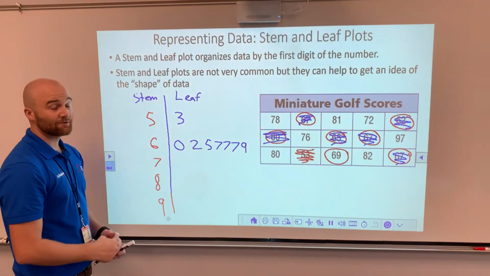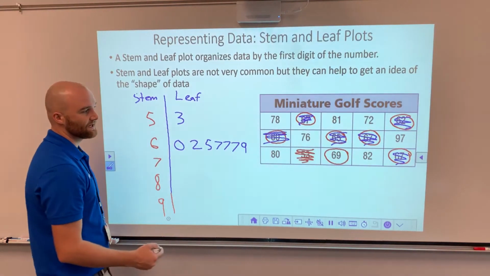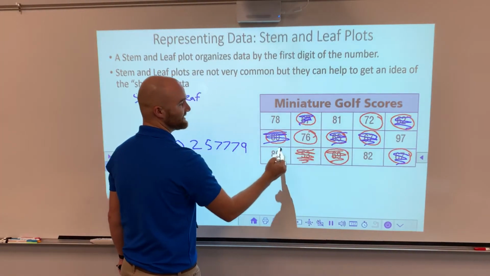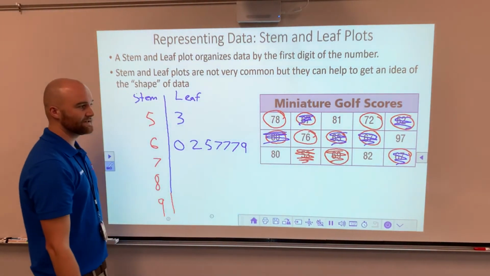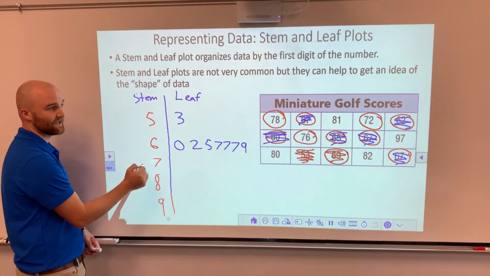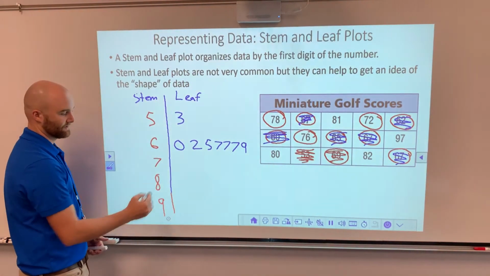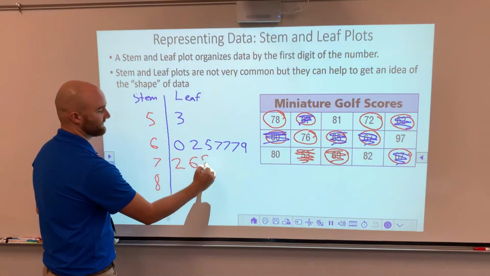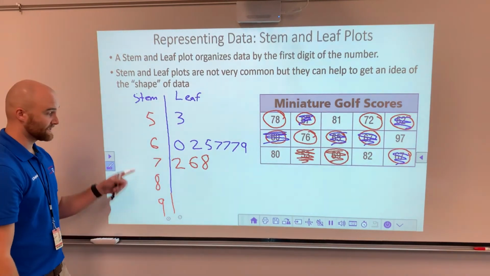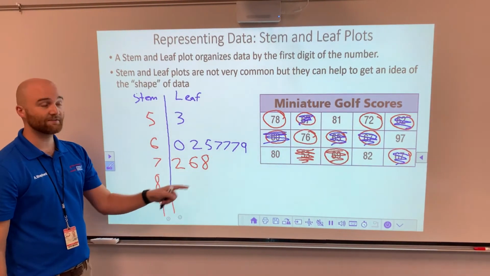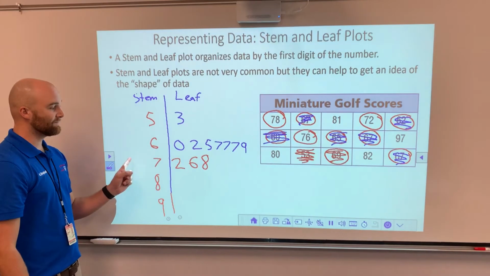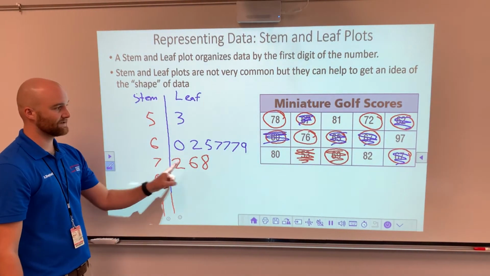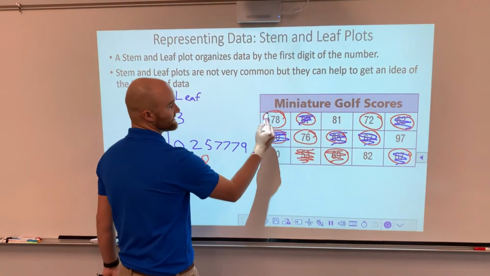Then I'm going to do the same thing with my 70s. For my 70s, I see a 72, a 76, and a 78. I'll go to my stem of 7, and I'm going to put those in order: 72, 76, 78. Remember, this is not one big number. Each time I have a leaf is a separate number. I take the stem with each leaf: 72, 76, 78. So all of my 70s are done now.